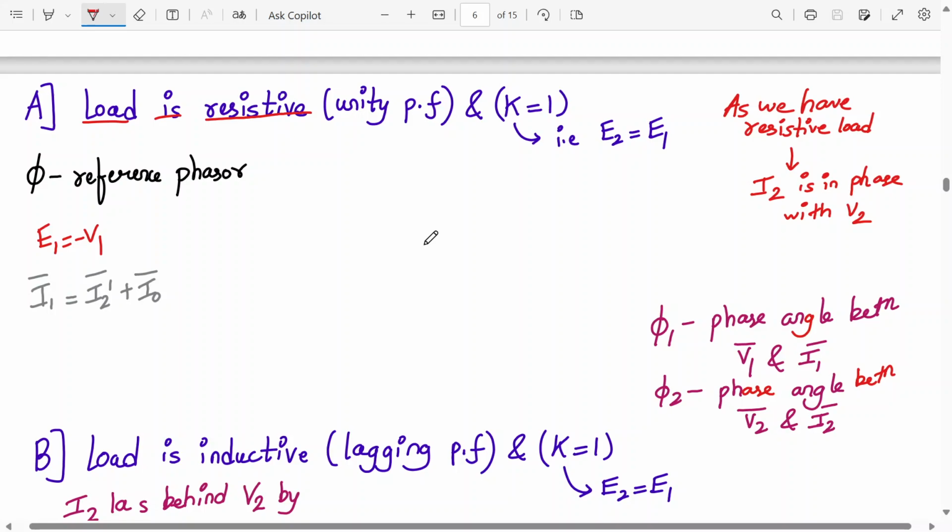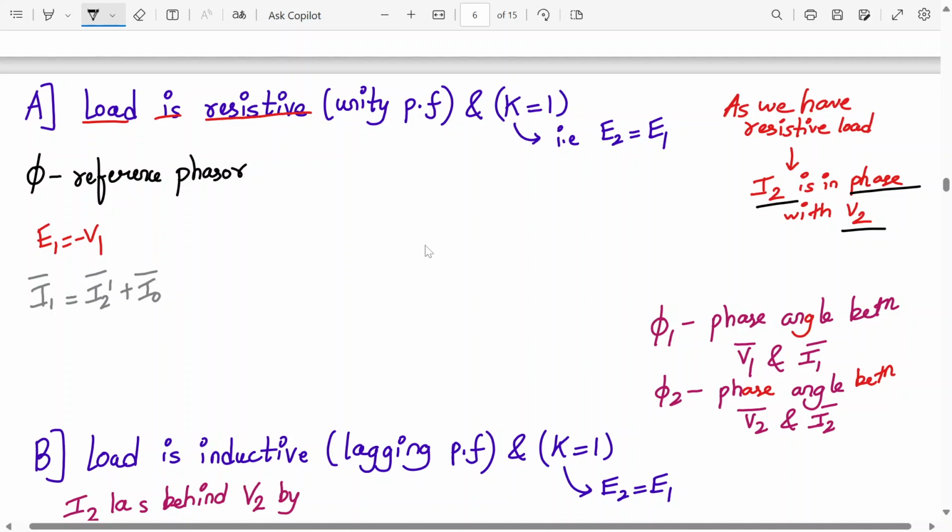Okay. Now since we have a resistive load, as I've already told you, I2 and V2 will be in phase with each other. Because we are drawing the phasor diagram for a practical transformer on load. And E2 is equal to E1 because K is 1. K is the transformation ratio, E2 upon E1, which is 1. So E2 will be equal to E1. Agree? Phi is my reference phasor, so all the diagrams are drawn with respect to phi.